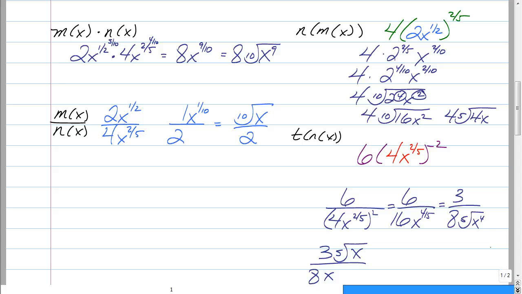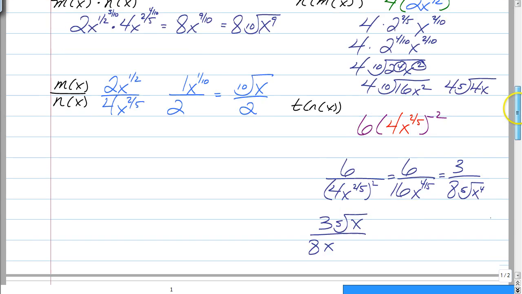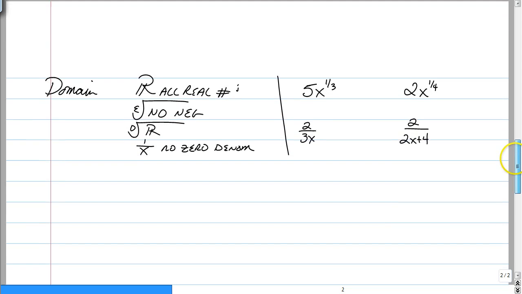Now I'm going to tell you what we're also going to start doing is listing domain. Domain and range. So a little sneak peek into domain. Domain is always real numbers unless you have a few issues. First of all, even roots. Remember, you can never take the even root of a negative number. But you can take the odd root of any number. And also remember, the denominator is never allowed to be 0.